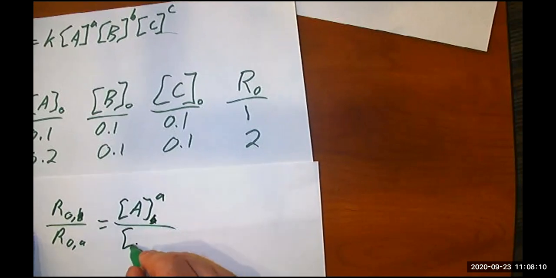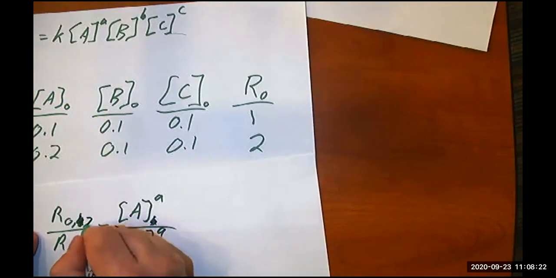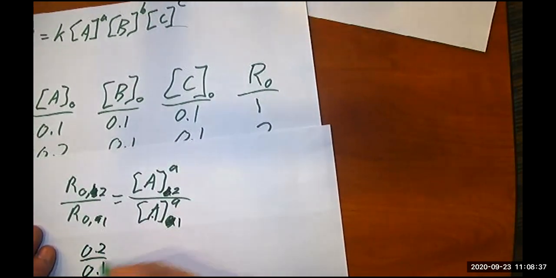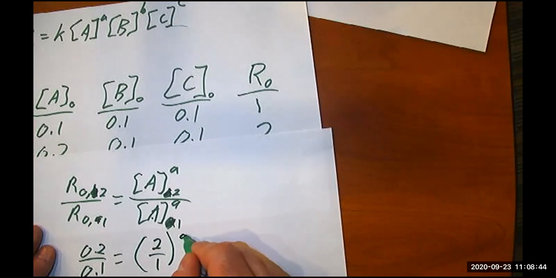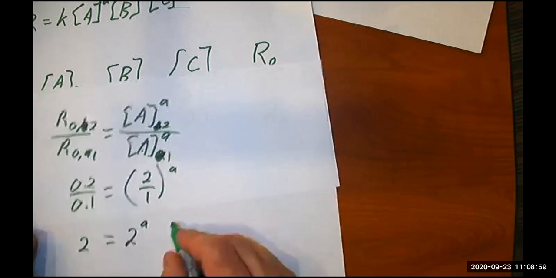I shouldn't be using A in both these cases, should I? Let's make these experiments 1 and 2 instead. Okay, is that better? But we have numbers for these things. We have 0.2 over 0.1, and we can take the power outside, so we have 2 over 1 to the power a. The way I did it, it's pretty clear that this fraction is 2, this is 2 to the a, and so a has to be exactly 1.